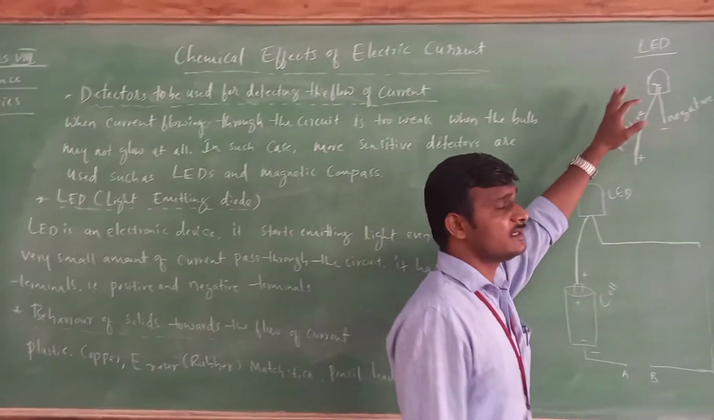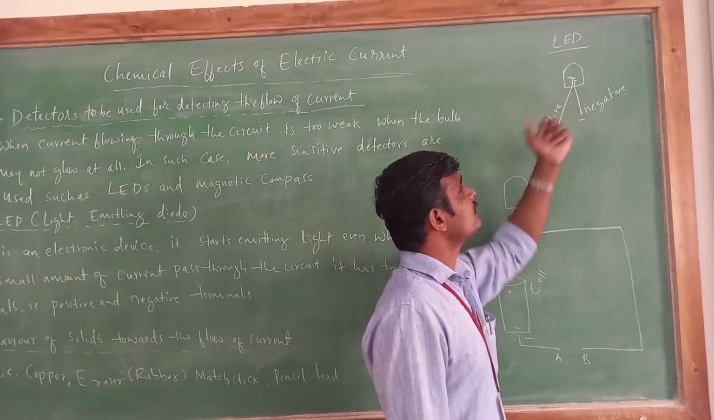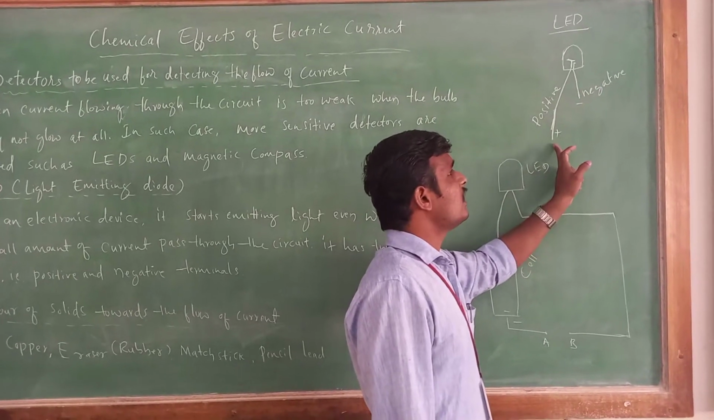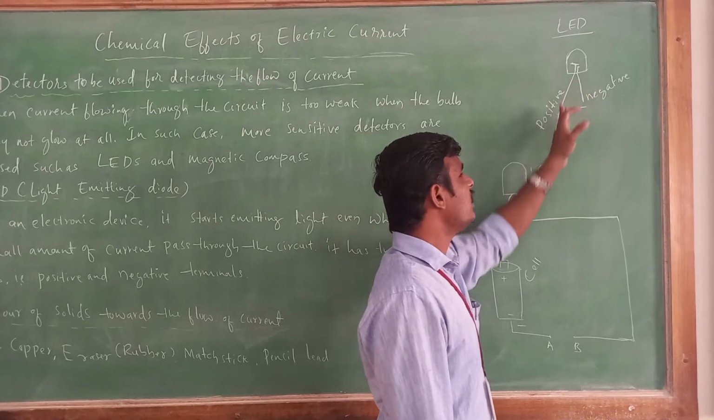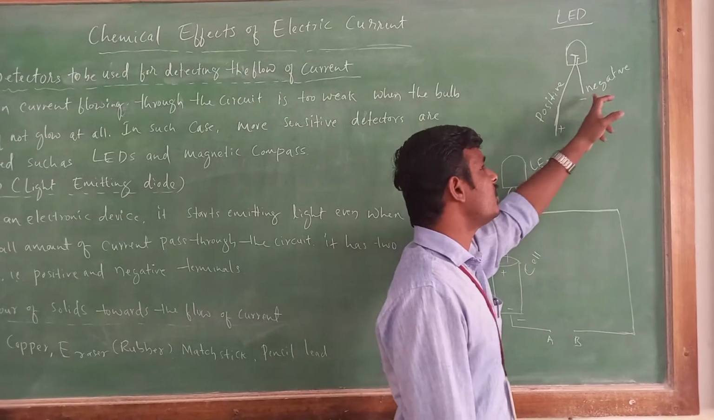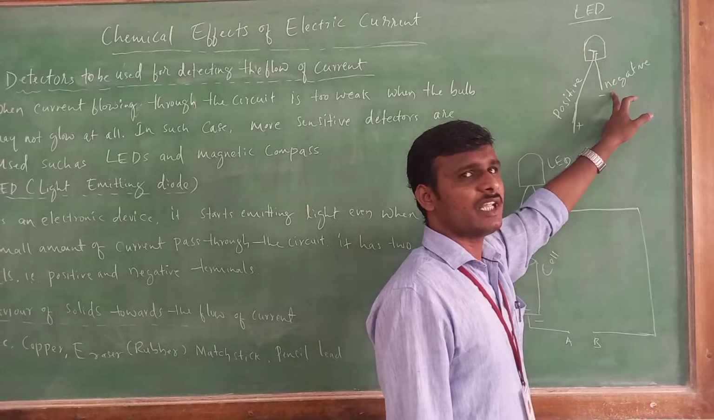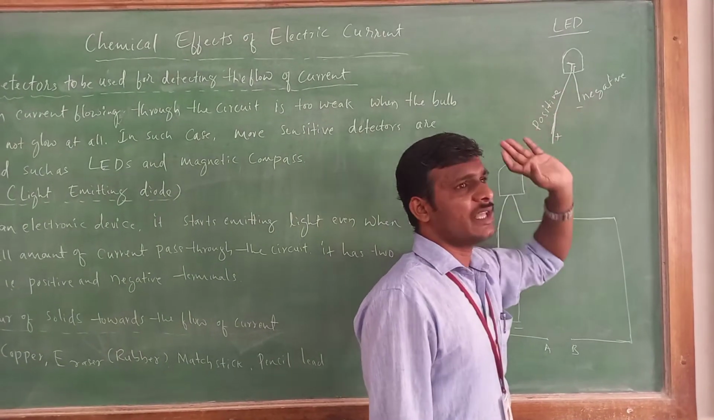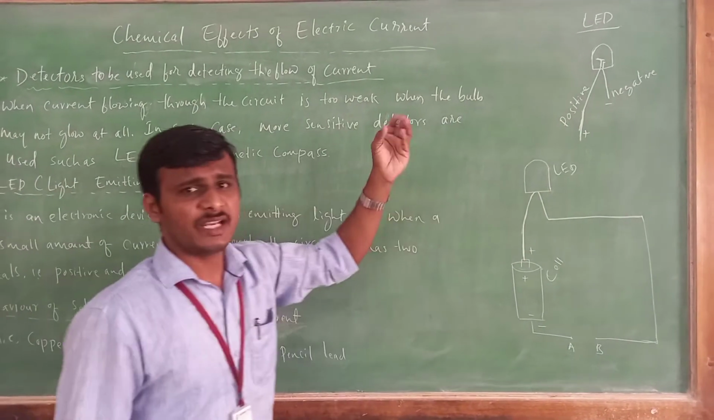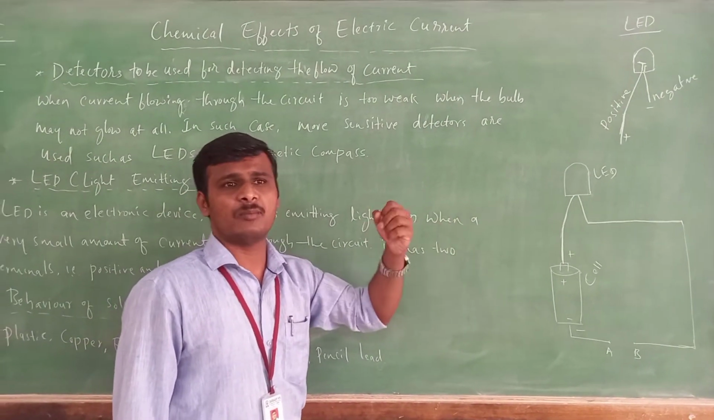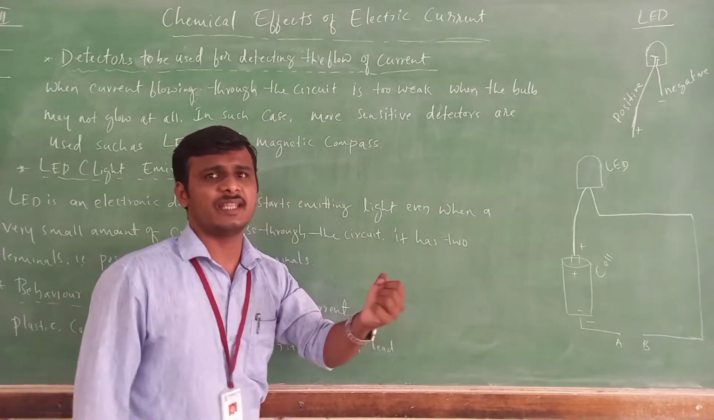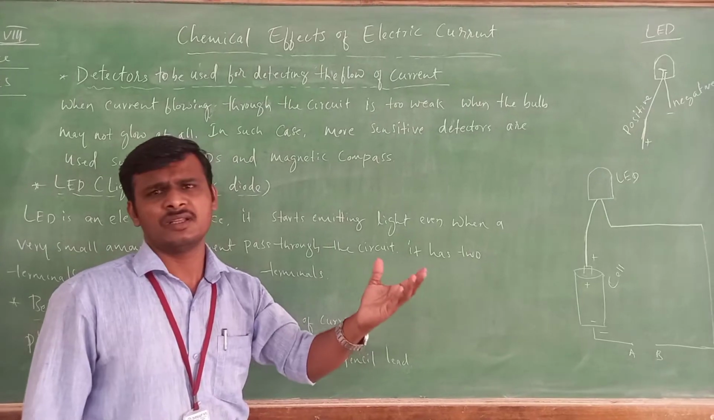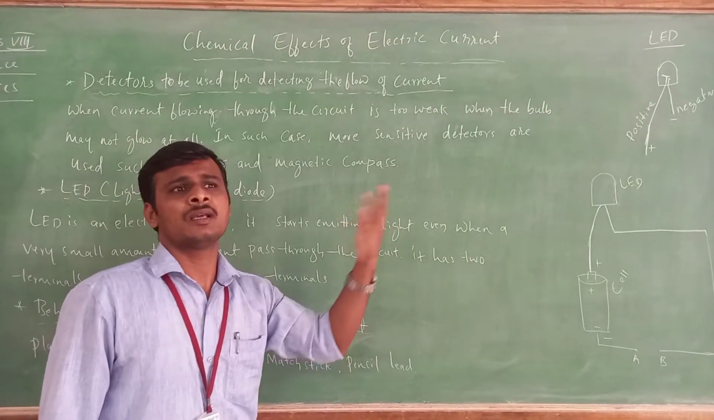See here, this is the diagram of an LED. It has two terminals: one is a longer terminal and one is a shorter terminal. The longer terminal we call the positive terminal and the shorter terminal we call the negative terminal. So the LED has two terminals, positive and negative. LEDs can come in different colors. If you want red color, you can get red color. Whatever color you want, you can get in the market.